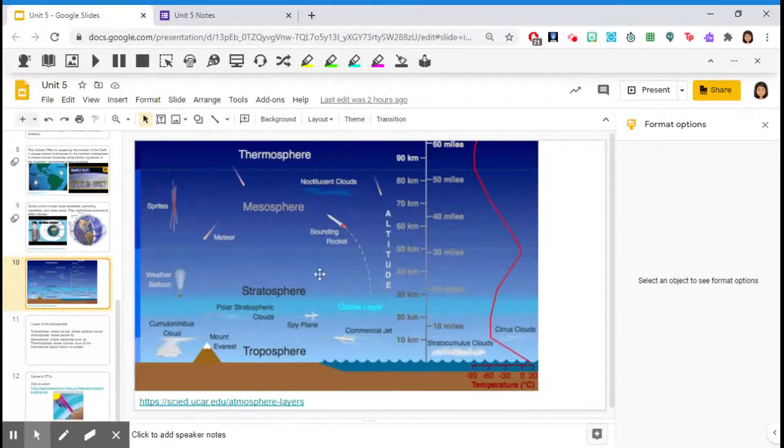Above the stratosphere is the mesosphere. In the mesosphere, that's where meteorites burn up. And then above the mesosphere, we have the thermosphere. The thermosphere is the layer of the atmosphere that contains satellites. It contains the aurora that occurs when our magnetosphere deflects solar radiation, harmful high energy radiation like gamma rays.